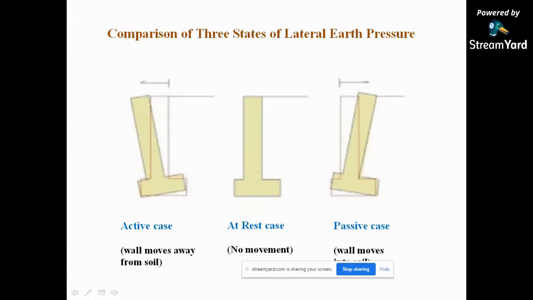Now see here, there is a comparison of the state of lateral earth pressure. Kindly go through the conditions here.